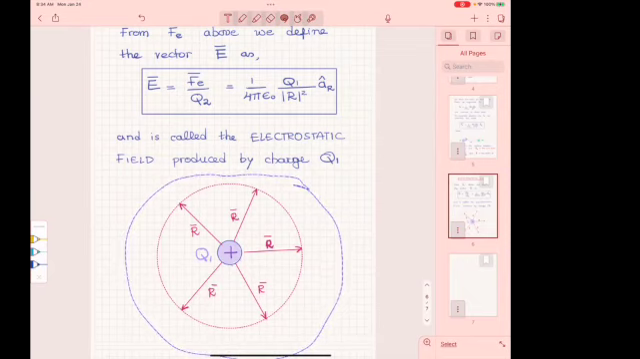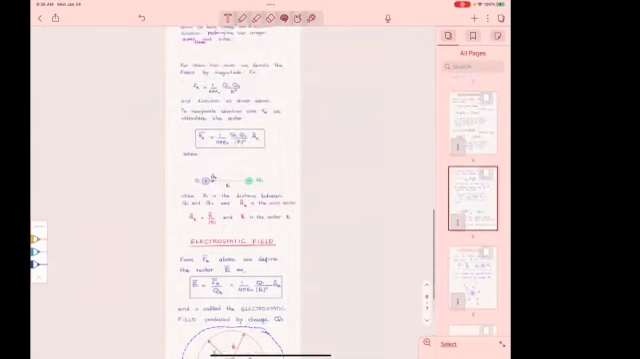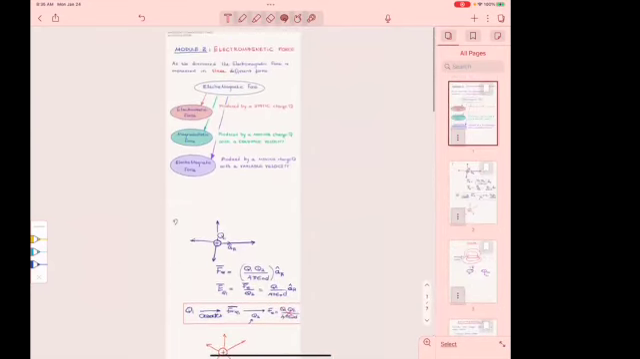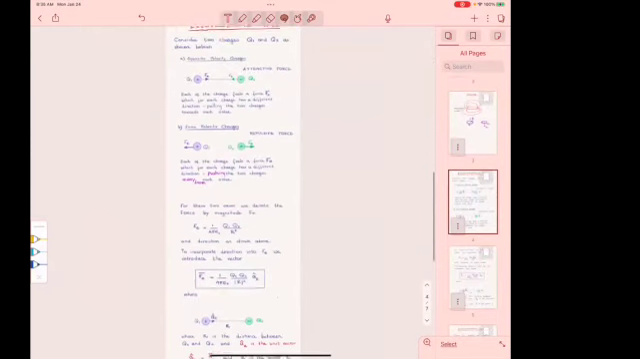So the electric field is 1 over R squared for a point charge. It changes for other types of sources. It will be a different type of change as a function of the distance away from the source. All right, so this is our introduction to fields and electrostatics.